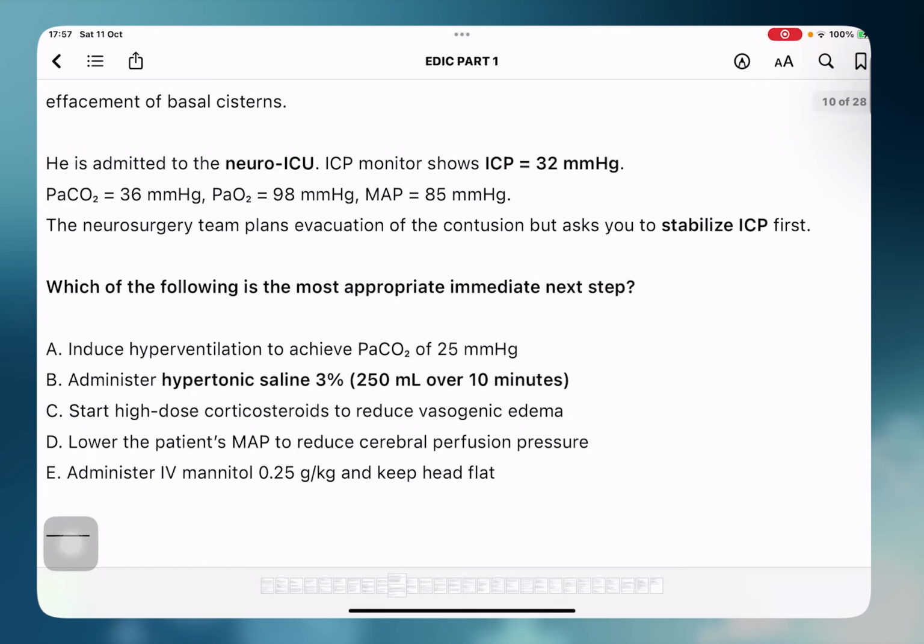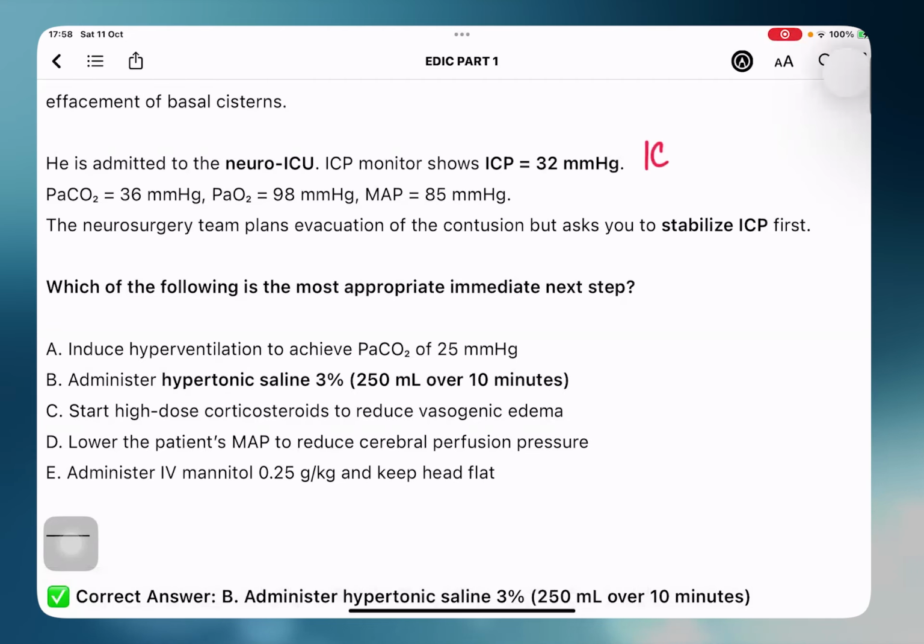What is the normal ICP? 5 to 22 mm Hg. So anything above 22 is elevated ICP. So the patient has an ICP of 32, which means the patient has intracranial hypertension.